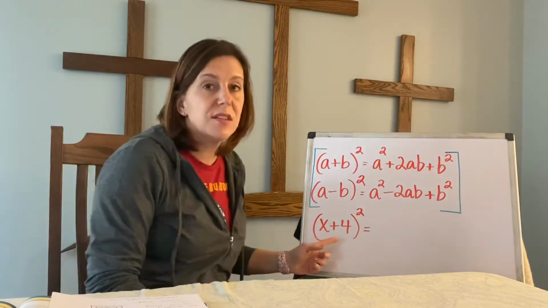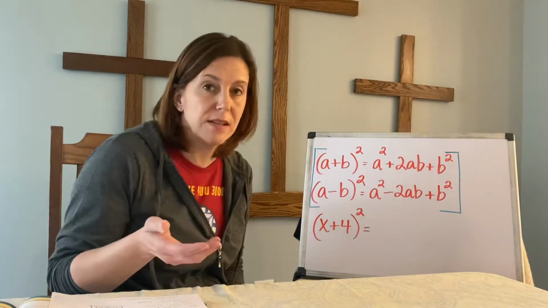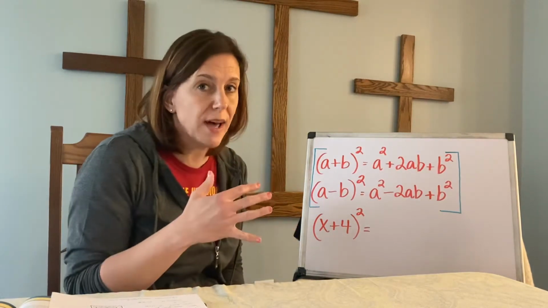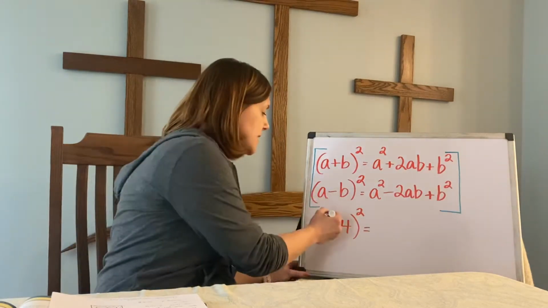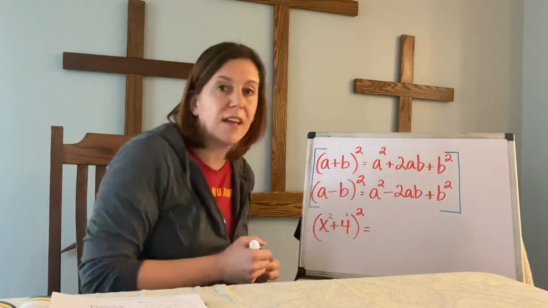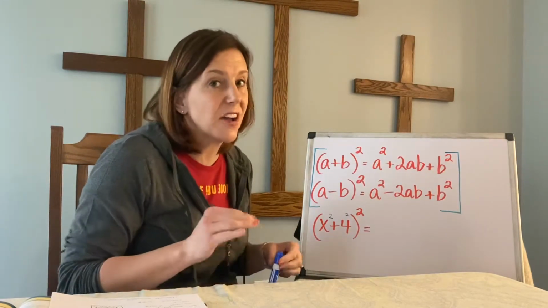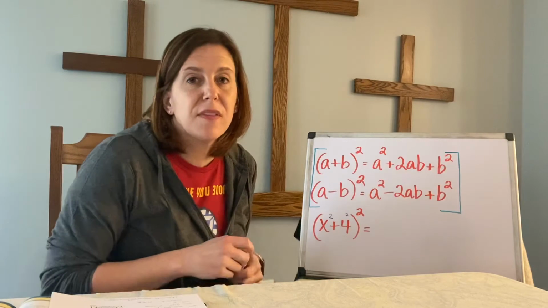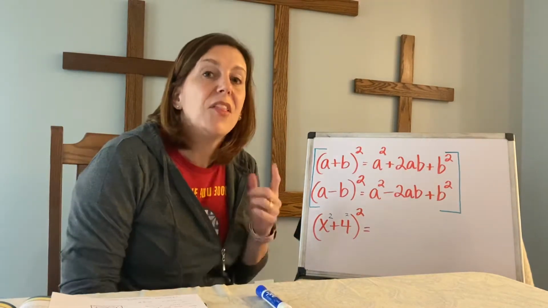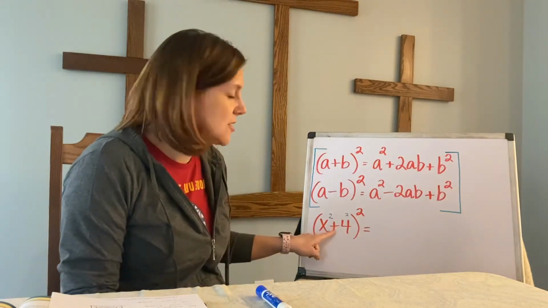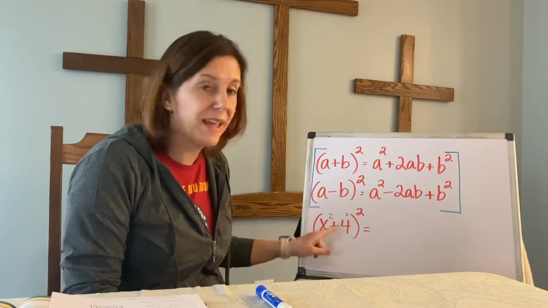So if I have this binomial here, x plus 4, and I want to square it, I want to square the entire quantity. This does not mean I simply raise everything to the second power inside the parentheses. That is not correct. That is totally different than the power rules that we learned last week or 2 weeks ago. The reason it's different is because this quantity is being added. They are not being multiplied, they're being added.